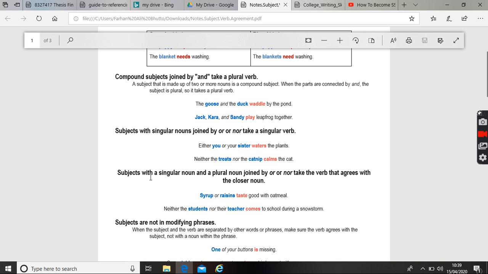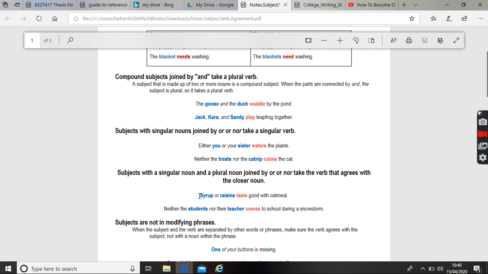rule, which is subjects with a singular noun and a plural noun joined by or or nor take the verb that agrees with the closer noun. Now this is the same rule. The only difference is that in this case you don't have two singular subjects. One subject is singular and the other subject is plural. So in this case you're not sure whether you have to use the singular verb or the plural verb. So the formula is you need to see which subject is closer to the verb. The verb has to agree with the subject which is closer to it.